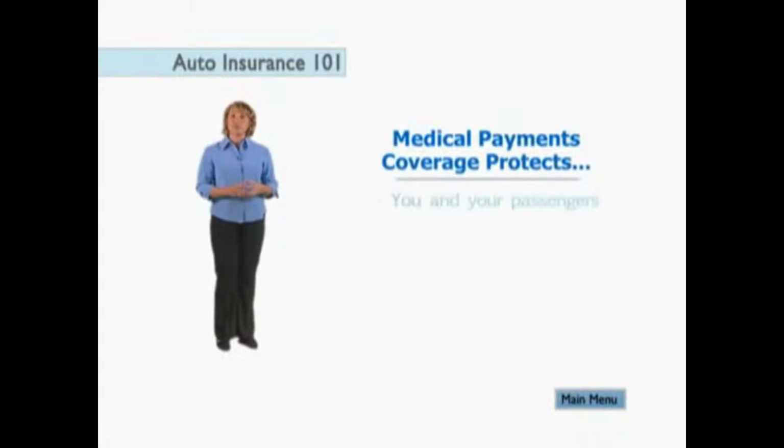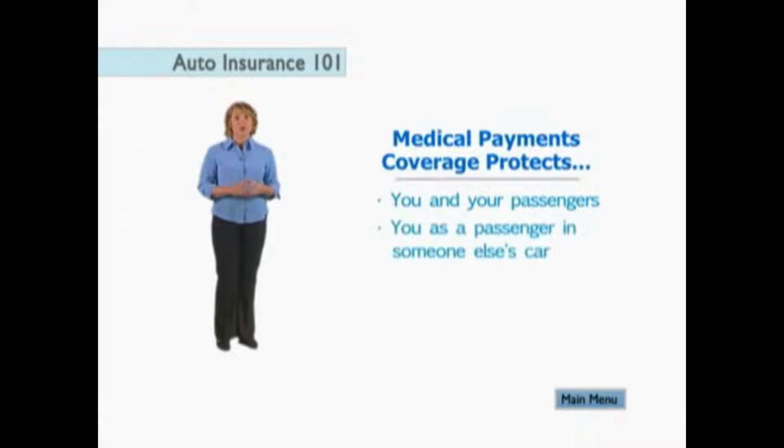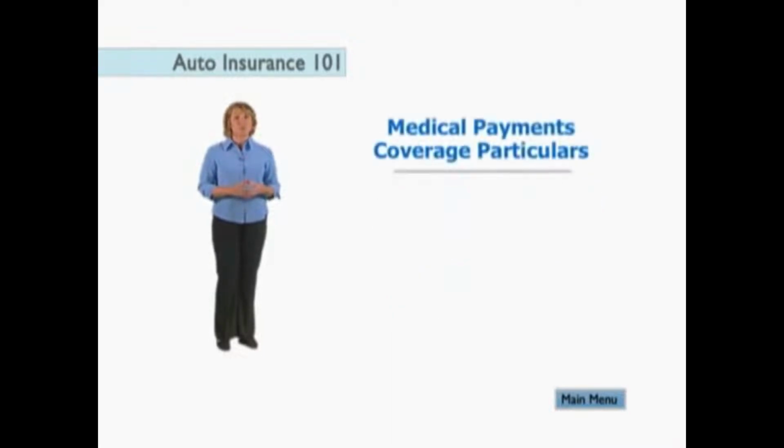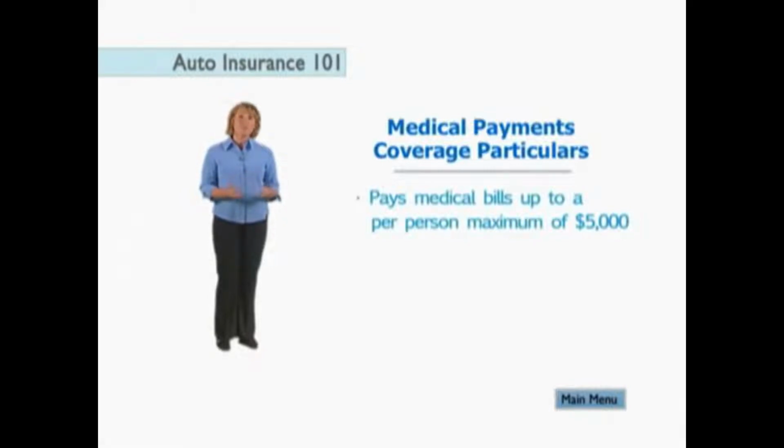This provision protects you and your passengers if you're hurt in a car accident, regardless of who's at fault. The coverage also extends to you and your family members if you're a passenger in someone else's car or if you're a pedestrian injured by an automobile. Medical payments coverage pays the medical bills resulting from an accident up to a per-person maximum, commonly $5,000. There are no deductibles and no waiting period under this coverage, and prescription drugs related to the injuries are covered.